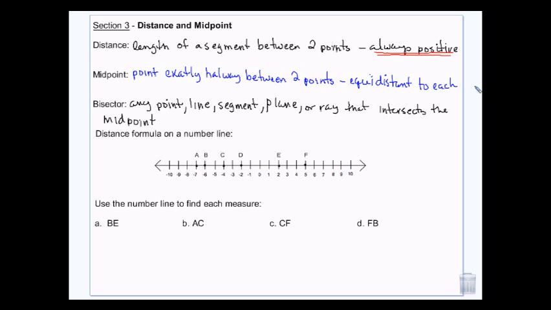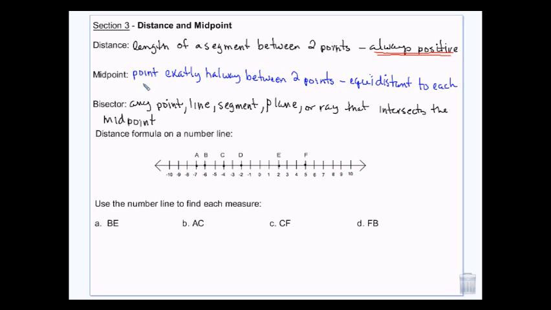Because I walked backwards, I did not walk a negative mile, right? So distance is always positive. That's a good thing to remember, so that if you're working these out and you get a negative number, you'll know that something went wrong somewhere.